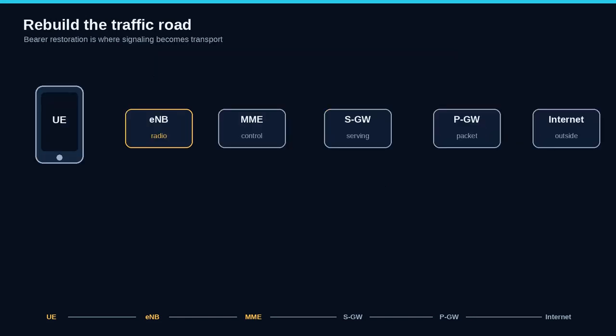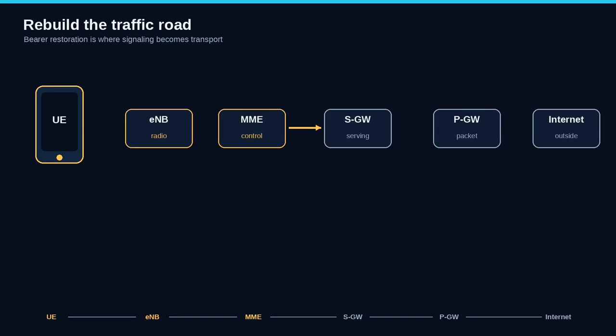Now the recovery becomes visible as transport. The ENB restores the radio side and the S1 bearer, then returns initial context setup response to the MME. This response closes the loop between a requested context and an established one. But an S1 lane alone is not the entire journey to the internet. The path continues through the Serving Gateway, SGW, and the Packet Data Network Gateway, PGW.